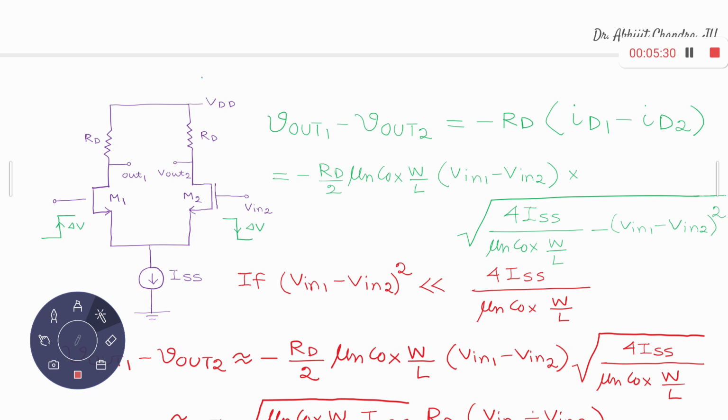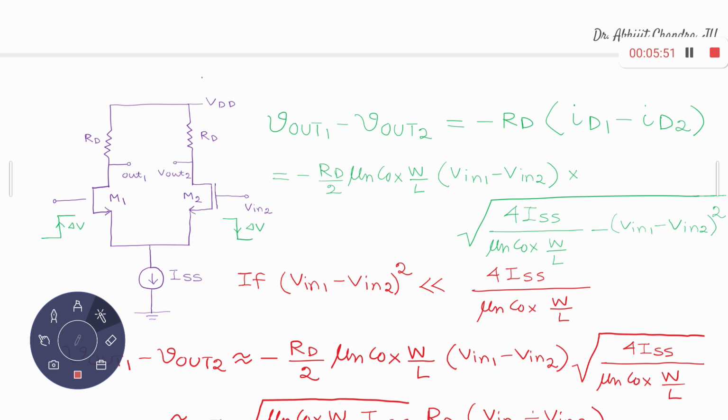Obviously that square part, (V1 minus V2) whole square, must be less than this one. Otherwise, the term inside this square root will become negative, which we don't want. Therefore, the condition is that (V1 minus V2) square should be less than 4 ISS upon mu n Cox W over L.